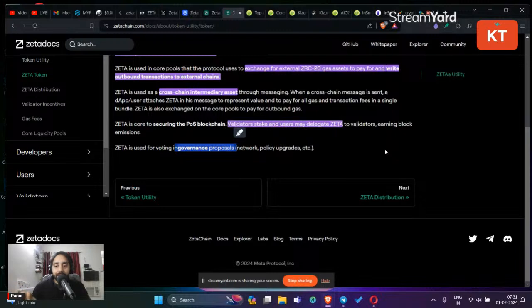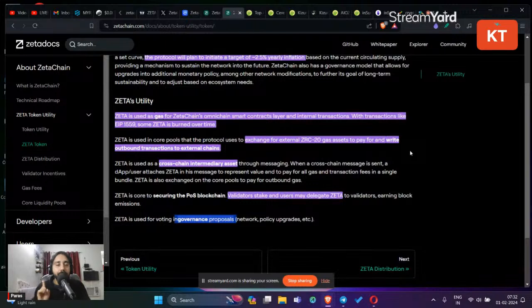If this blockchain becomes popular, then Zeta has a role somewhat similar to that of ETH. That means if this interoperable blockchain becomes famous, it can definitely reach the level of Ethereum, because this blockchain allows users to communicate with any other blockchain using the same protocol deployed on Zetachain. That's the beauty of Zetachain. So token usage: number one, for the gas fee; number two, for the transactions; number three, for the governance proposals; number four, for the rewards. And of course, it is also used as a cross-chain intermediary asset for messaging between chains.